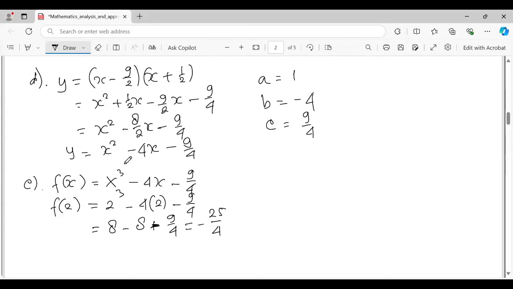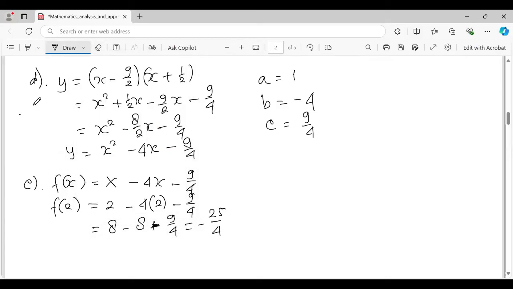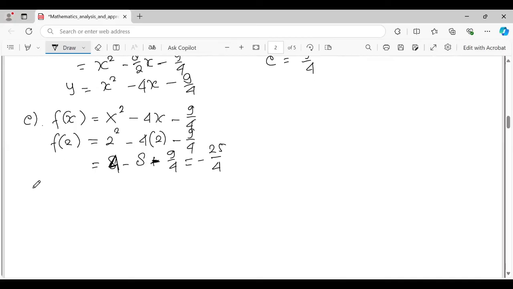Sorry, this is not 8. Actually, this is 4 because, wait, cube, not square. Not square, this is 4. Okay. And if you calculate, it's going to be minus 25/4. Okay. And next, F.